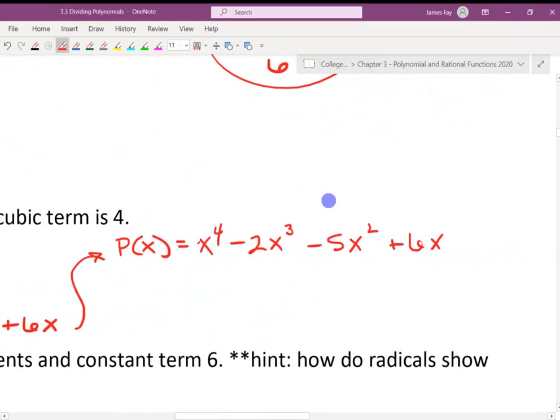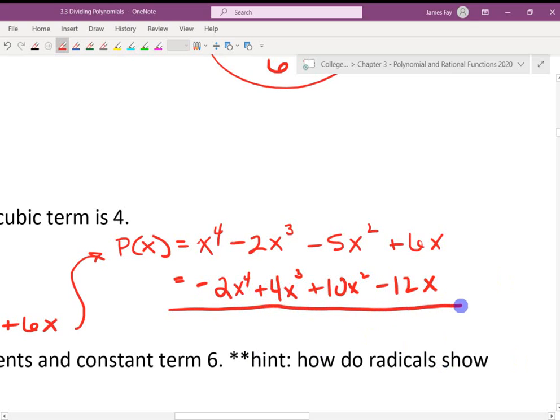to meet the criteria that number right there needs to be a 4. Well, how do I turn negative 2 into a 4? So I multiply by negative 2, right? So I need to multiply everything by negative 2. So it's going to be turning negative 2x to the 4th plus 4x cubed plus 10x squared minus 12x. And now that is the one polynomial that has those zeros, and it's the only one in which the cubic term is a positive 4.